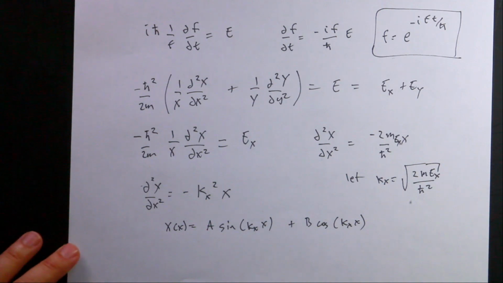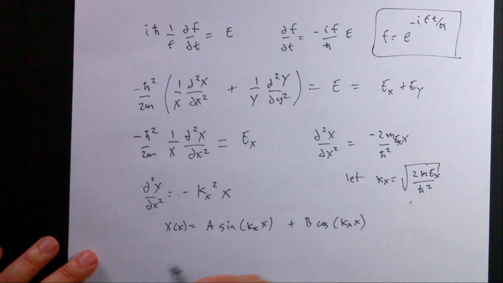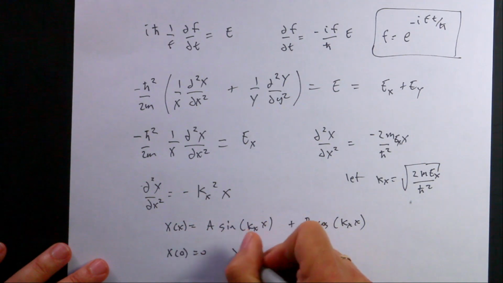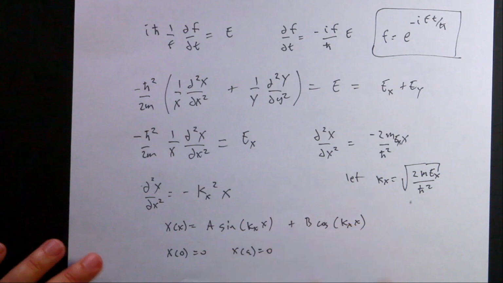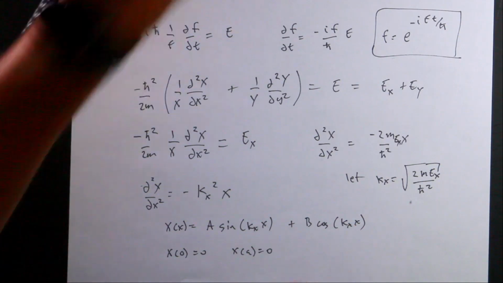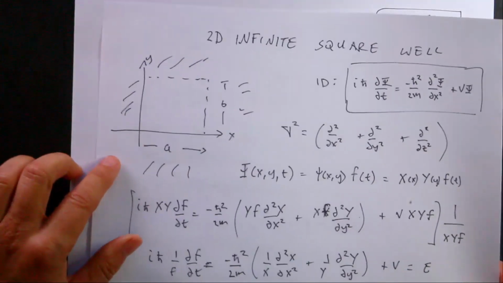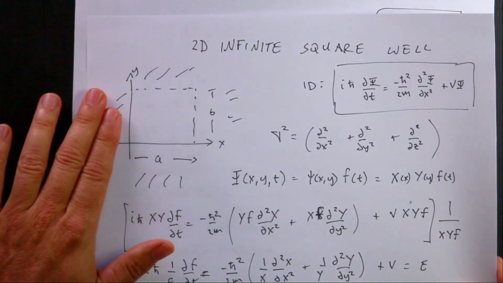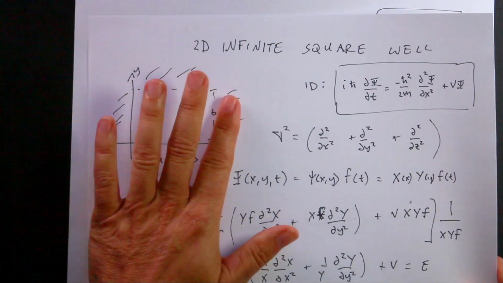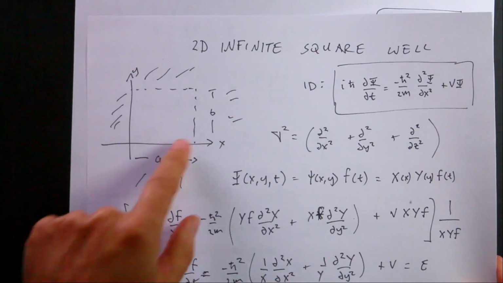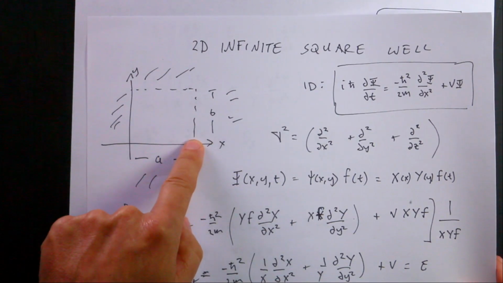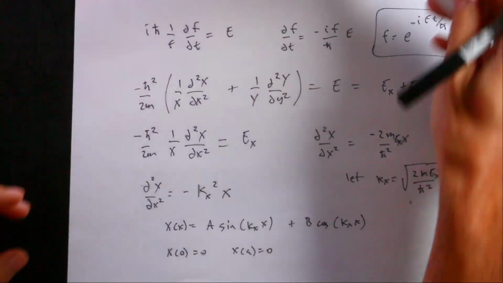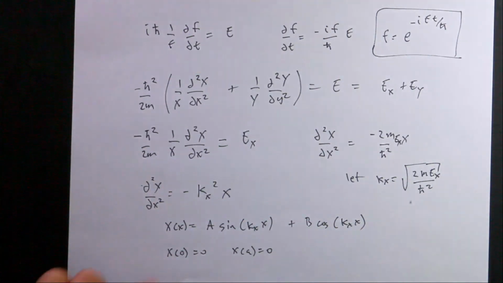Now we need to apply our boundary condition. I know the following has to be true in the x direction. X of 0 has to be equal to 0, and X of a has to be equal to 0. In order for my function to be continuous, I know there is zero wave function over here because the potential is infinite, and zero wave function over here because the potential is infinite. So that means at the boundary, it has to also be 0. So these two boundaries have to have a wave function of 0, and this is my spatial wave function in the x direction.